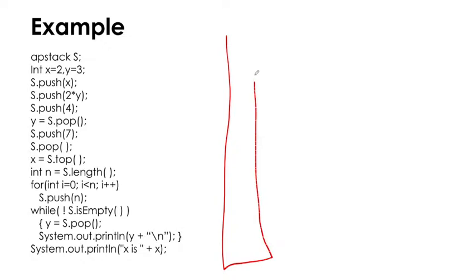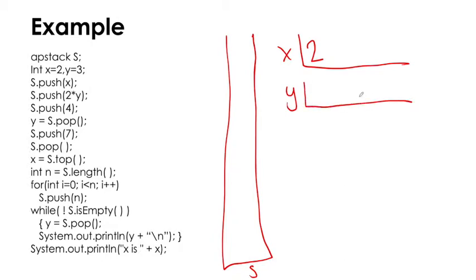Here we have an example of a stack, and let's do it together. This is an example of a stack. Here we have the stack S. Let's make that one. This is how it will look like. X has been initialized with a value of 2, and Y has been initialized with a value of 3. The first one is S push X. The value of X is 2, so let's push that 2.